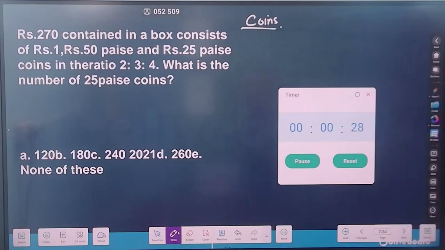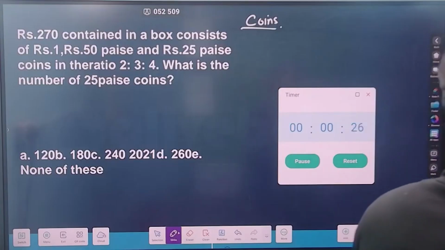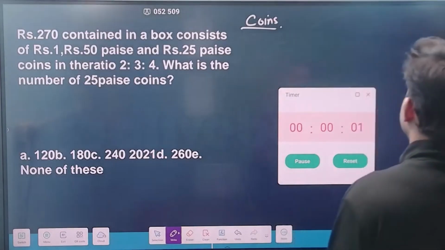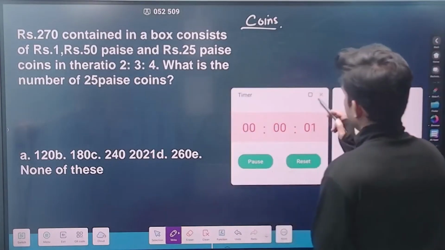Doing? Try solving this question. Come on, everyone. Okay, if you haven't solved it, let me solve this.